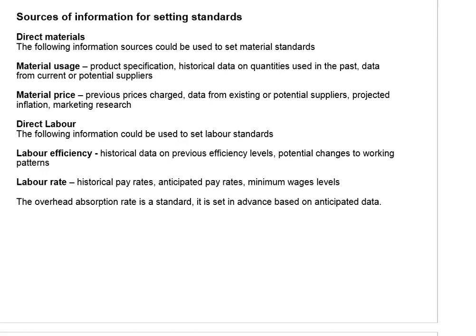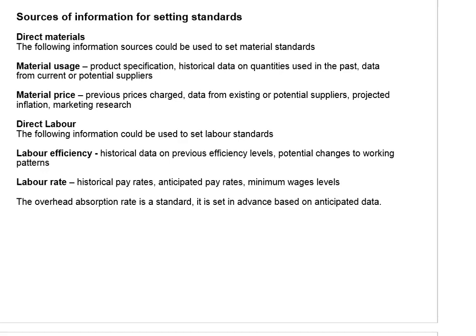For our direct labour standards, the labour efficiency element, again, historical data will be important, but also you can look at potential changes to working patterns, new machinery that's possibly going to be introduced and how the direct labour will interact with that new machinery. Time and motion study historically was often used to set labour efficiency standards. The labour rate, obviously past labour rates are important, but so are current negotiations with unions and other bodies. The minimum wage or the living wage will also come into the calculations.